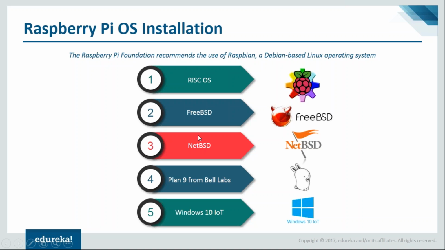So these are some of the most popular operating systems supported on Raspberry Pi. You have RISC OS, you have the FreeBSD operating system, you have the NetBSD operating system. Plan 9 is again from Bell Labs, and Windows has its own Windows 10 IoT version. For this session we're not going to go into Windows 10, we'll stick to the core Raspberry Pi operating system.